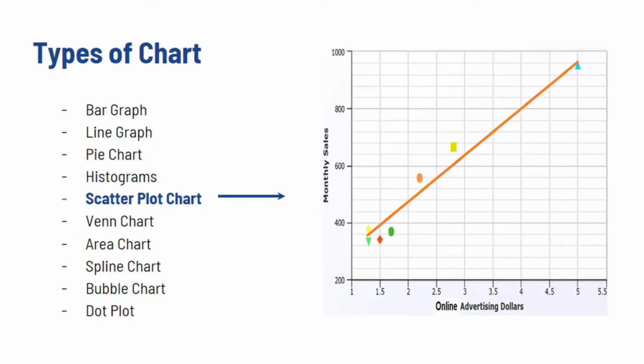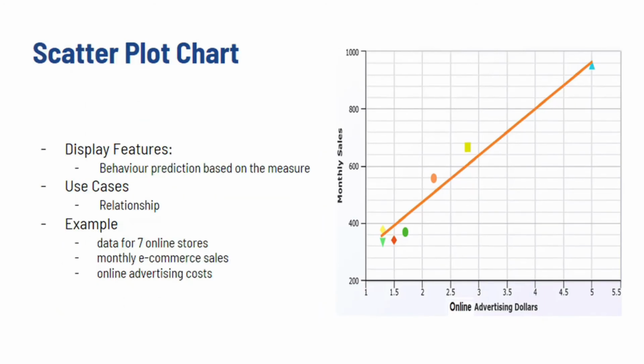Scatter plots help you predict the behavior of one variable, the dependent variable, based on the measures of the other variable, the independent variable. The uses of scatter plots include trying to find out whether there is a relationship between two variables, or predicting the behavior of dependent variables based on the measures of the independent variables.